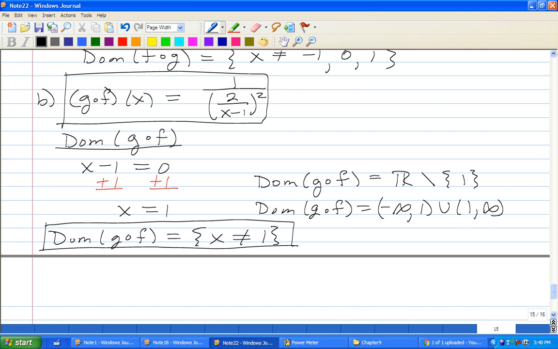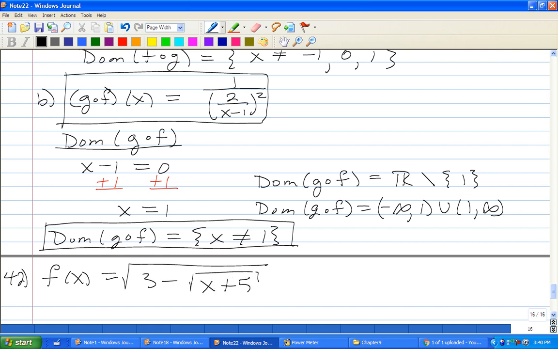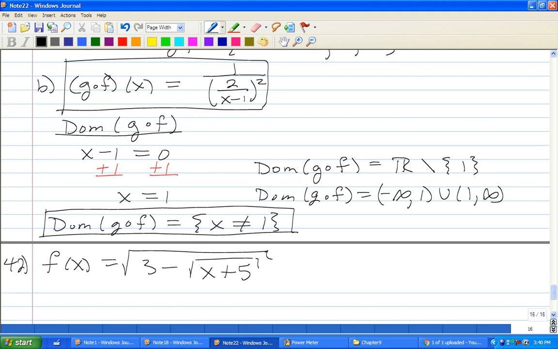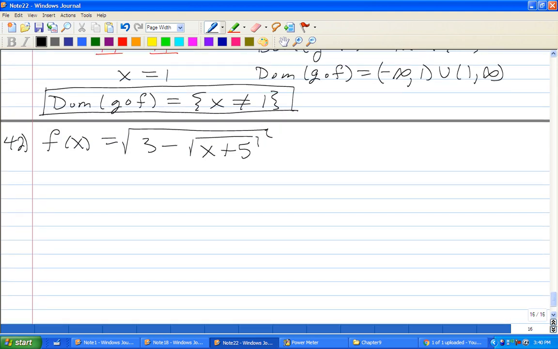Let me do problem number 42. f of x equals the square root of 3 minus the square root of x plus 5. In exercises 40 through 45, write the function f of x as the composition of two functions, g of x and h of x. Okay, so there are a lot of possibilities here. So I'll give you maybe a few possibilities.